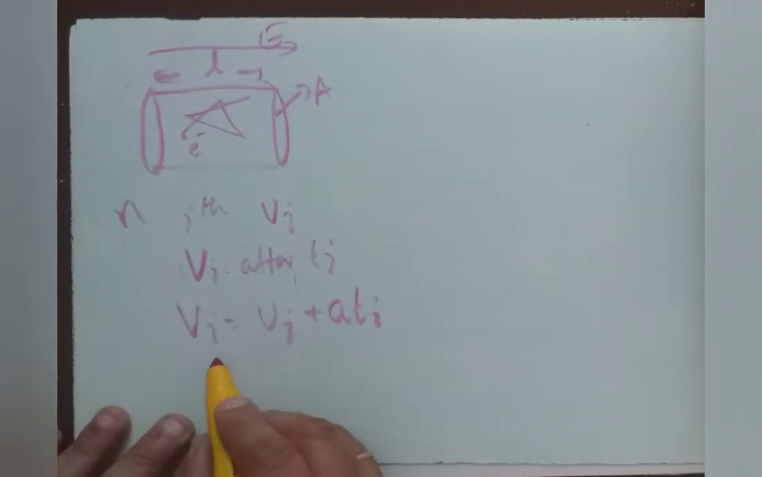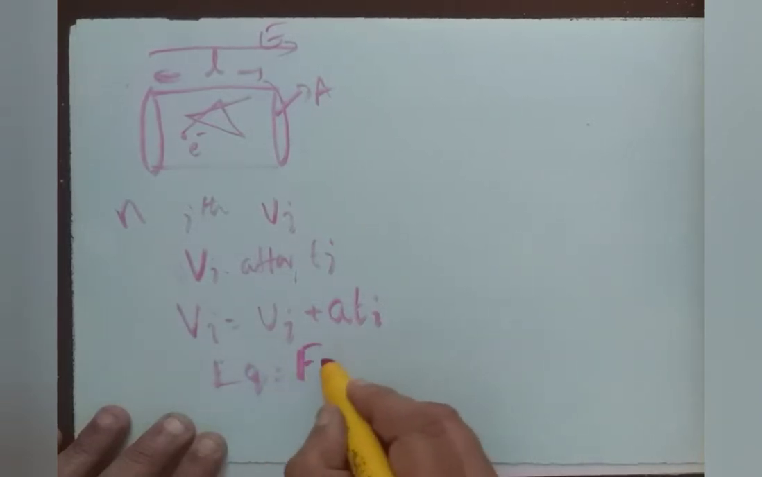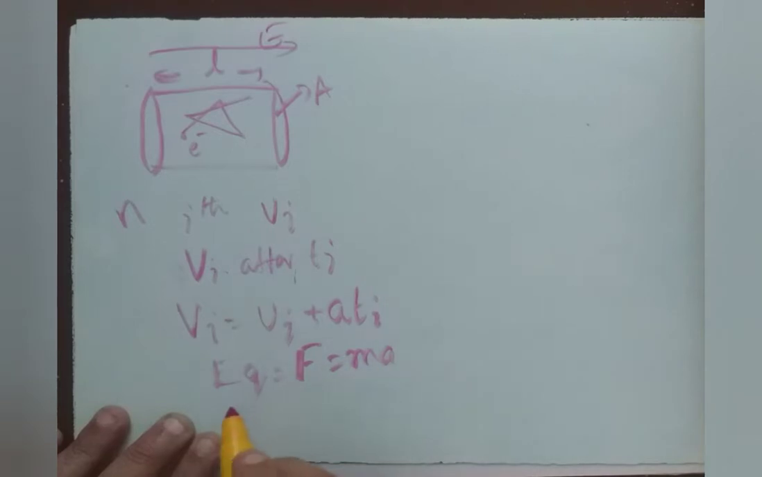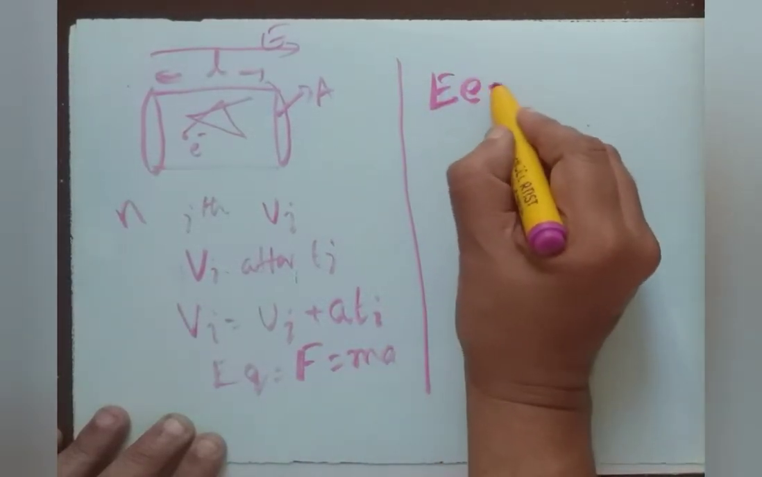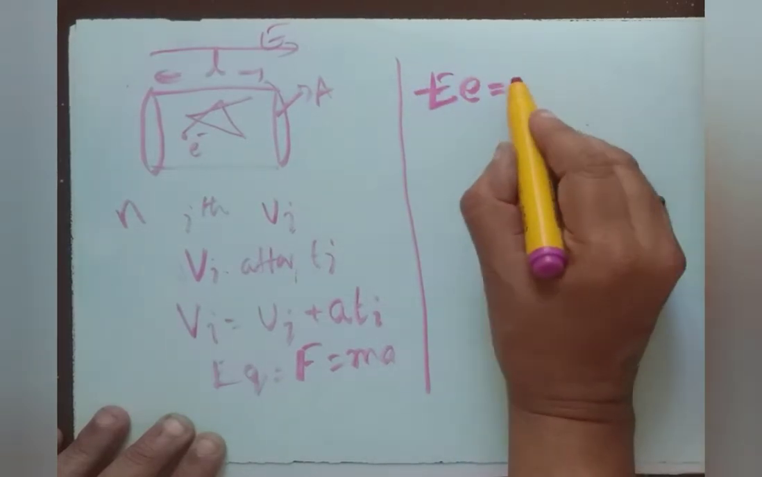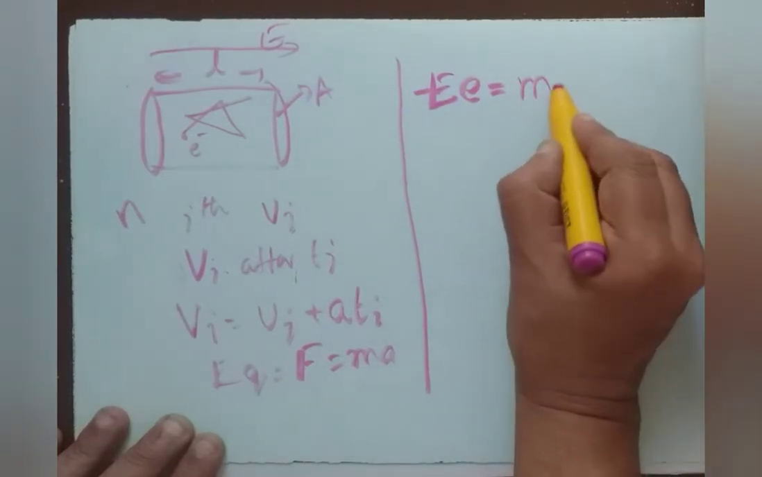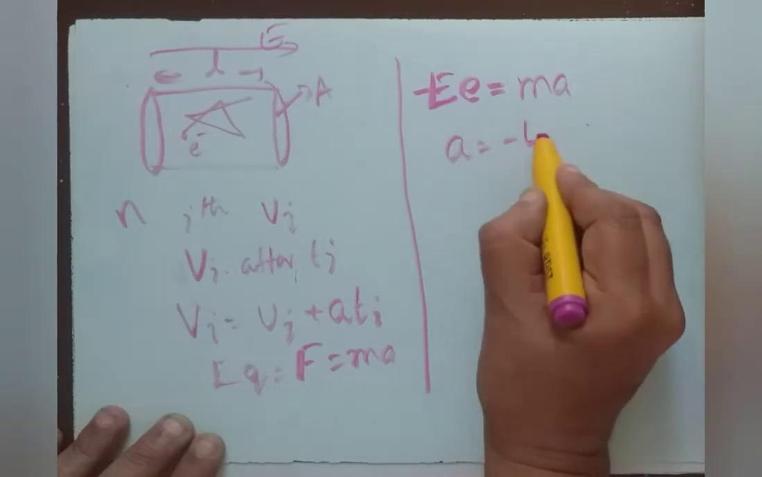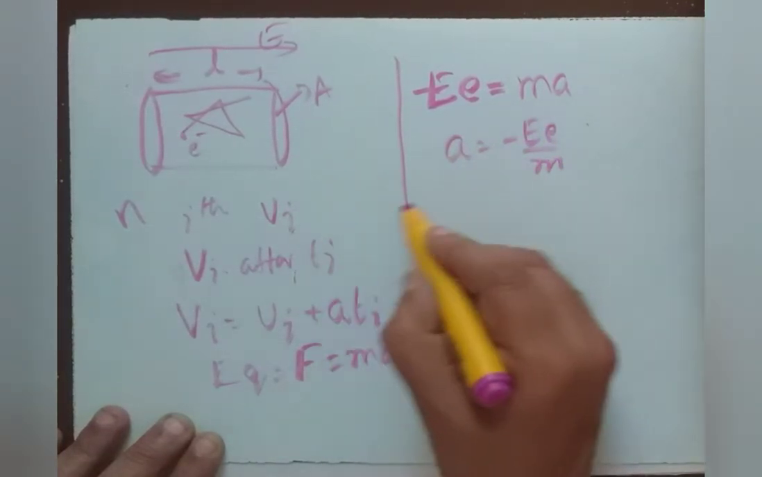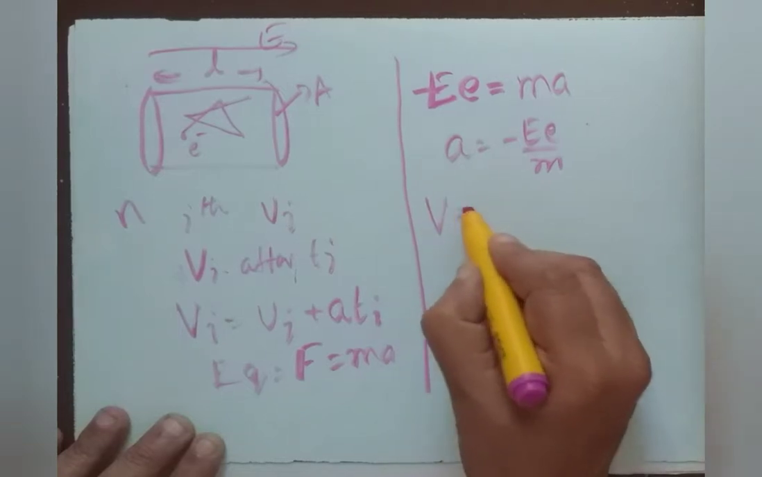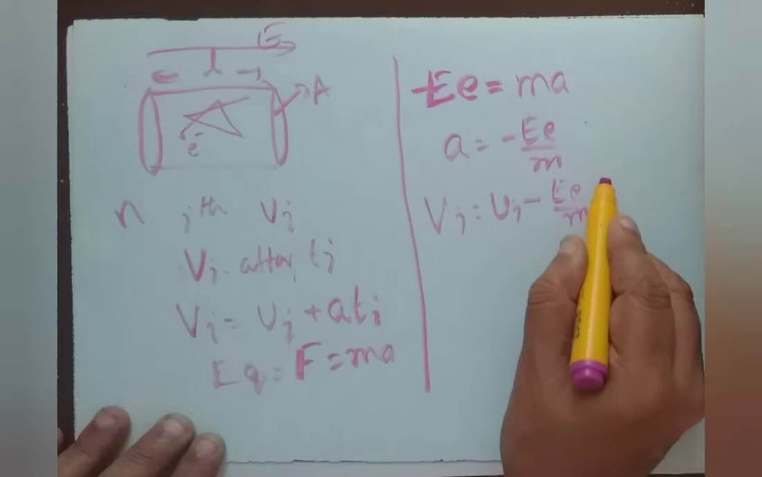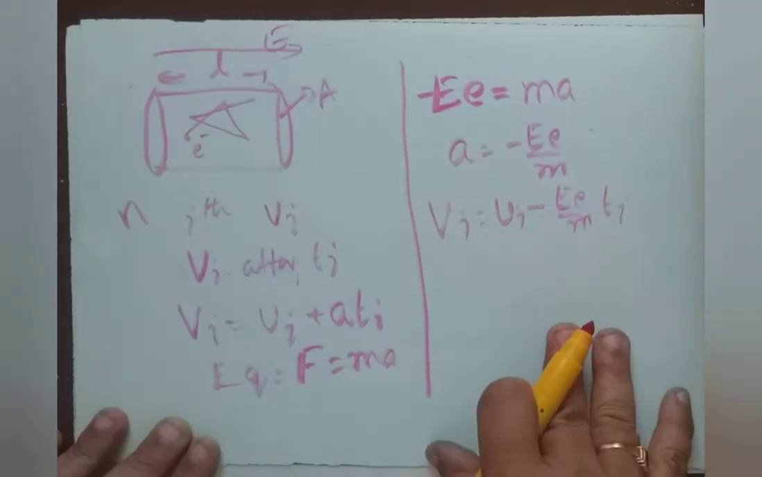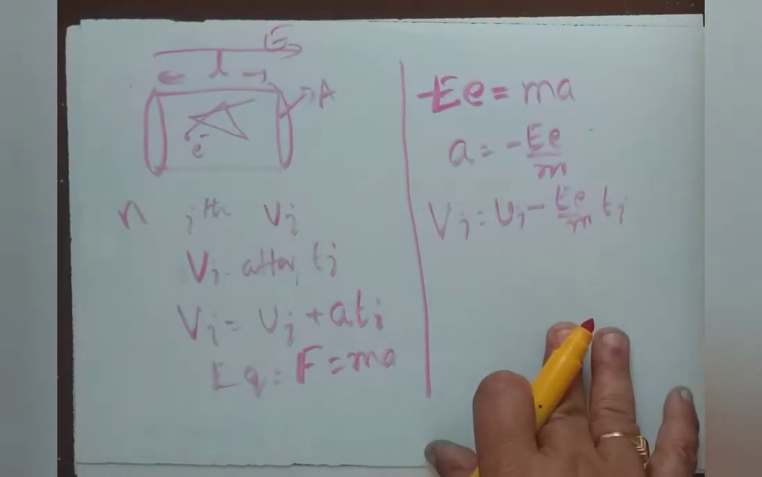But we know EQ equals F, which is equal to M into A. Here Q is minus e, because the electron charge is minus, so M into A equals minus eE, and A equals minus eE by m. If we substitute that there, we have Vi equals Vi minus eE by m into Ti. But observe, this is for the ith electron.